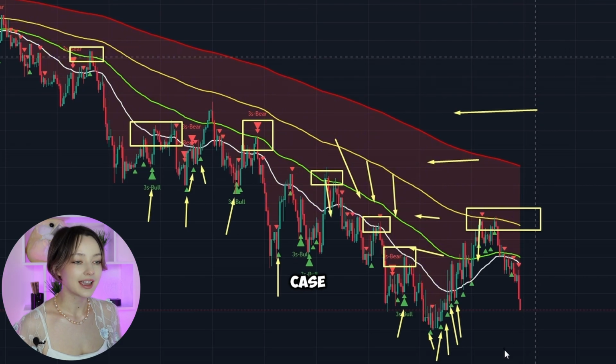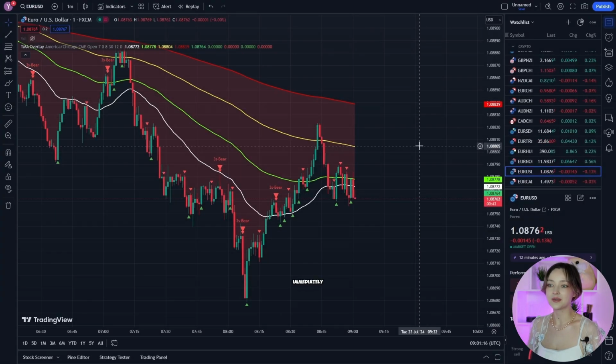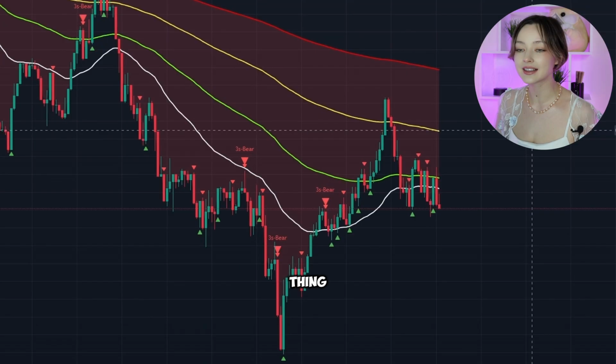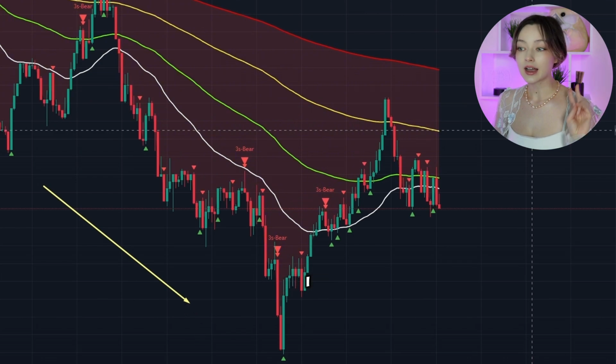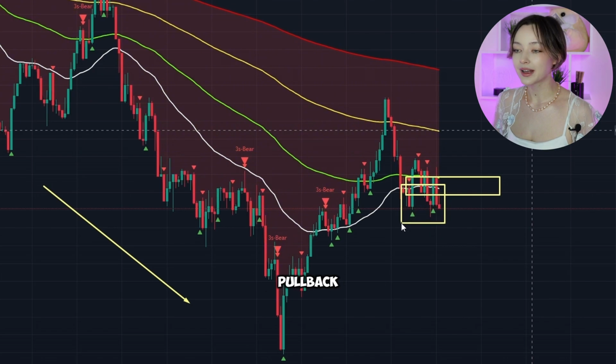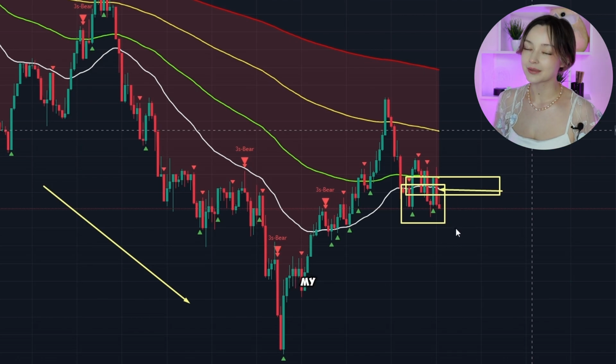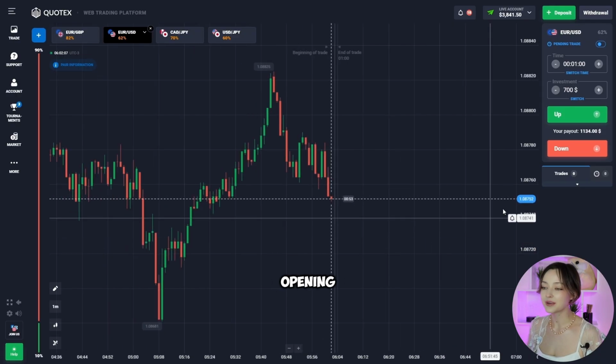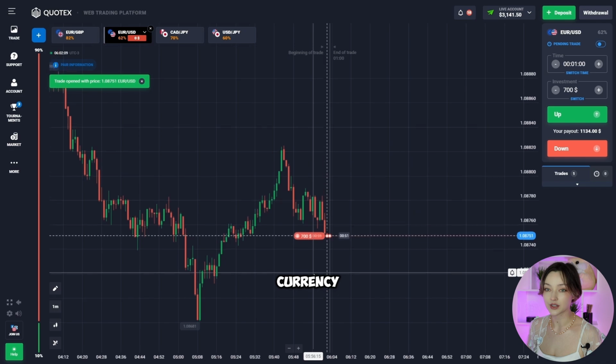Let's look for a first case. So I immediately found the first situation. The first thing I can notice is that the general motion is downwards. The second thing I can see is that the price is currently at a resistance level where I expected to go for a pullback. That being said, the pullback has already happened. I can also see amazing momentum candles in favor of the seller, which will also confirm my entry point. So I'm going to the broker and opening a downward trade at my selected currency pair.